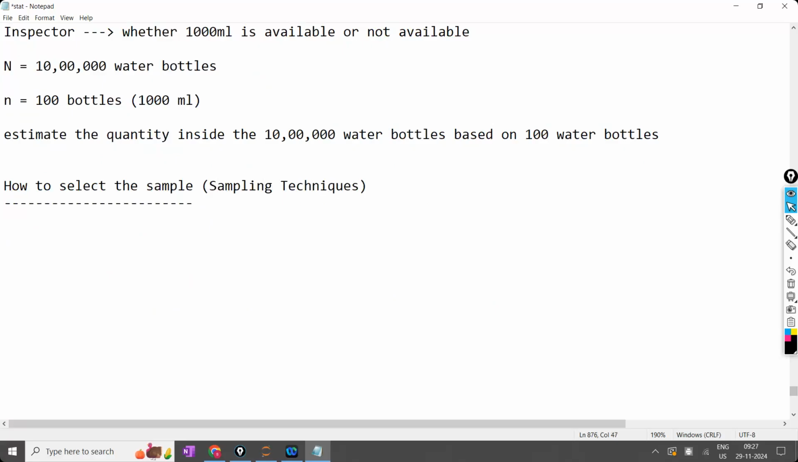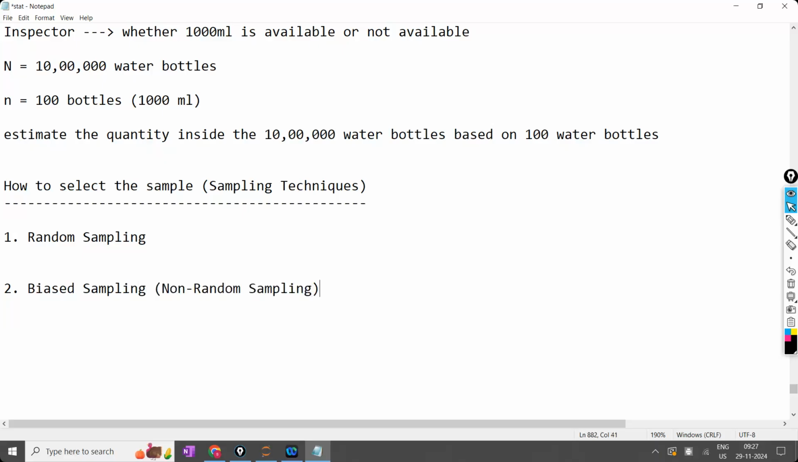We are having different types of sampling techniques. How to select the various samples? Basically, we are having two types of sampling technique. One is called random sampling. Second one is called biased sampling, or uneven or non-random sampling. Biased sampling is also called non-random sampling. These are basically the two techniques: one is random sampling and the second one is non-random sampling.